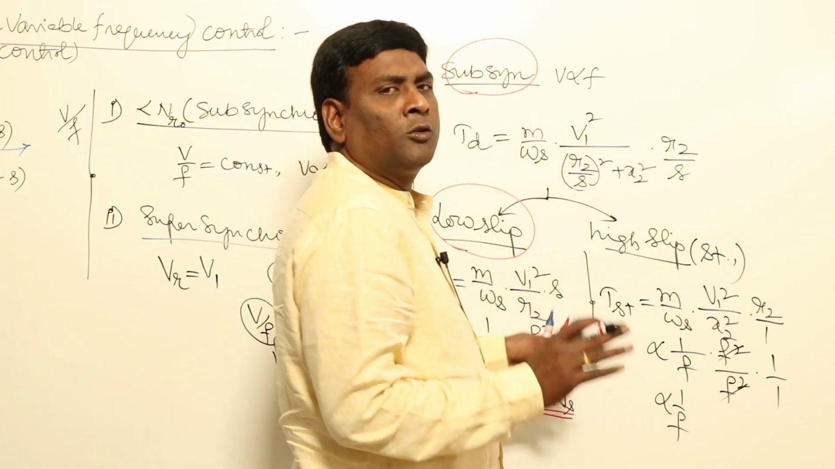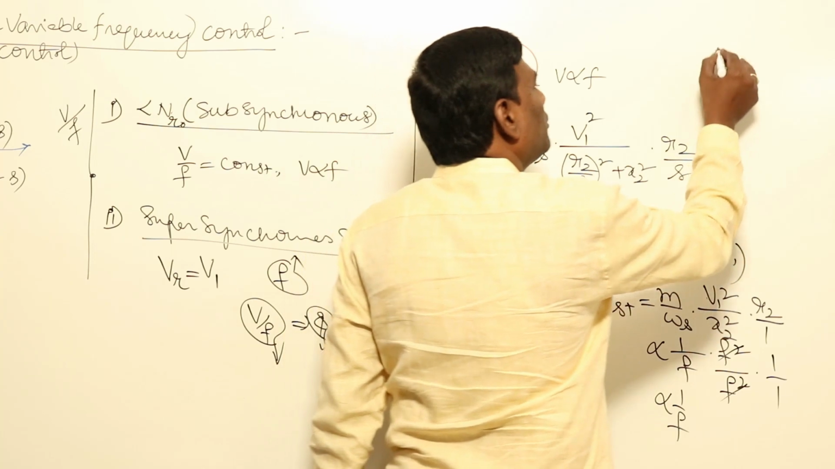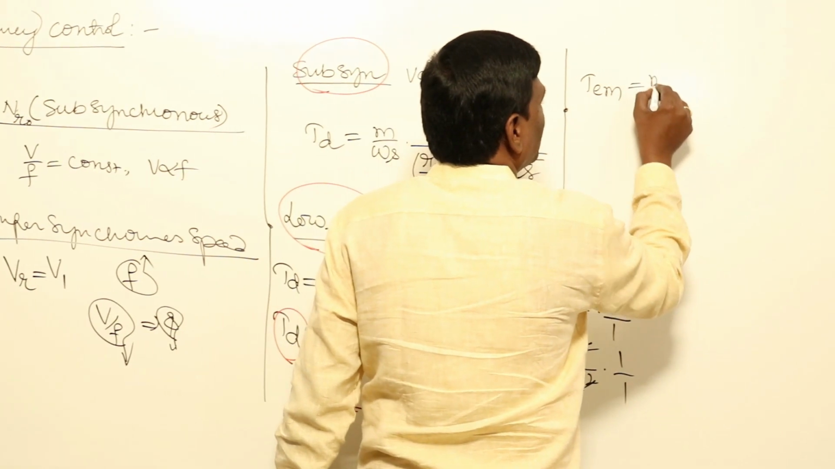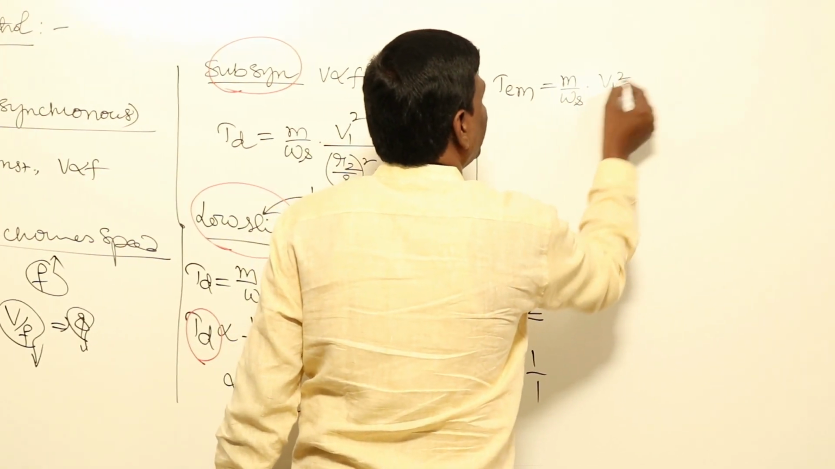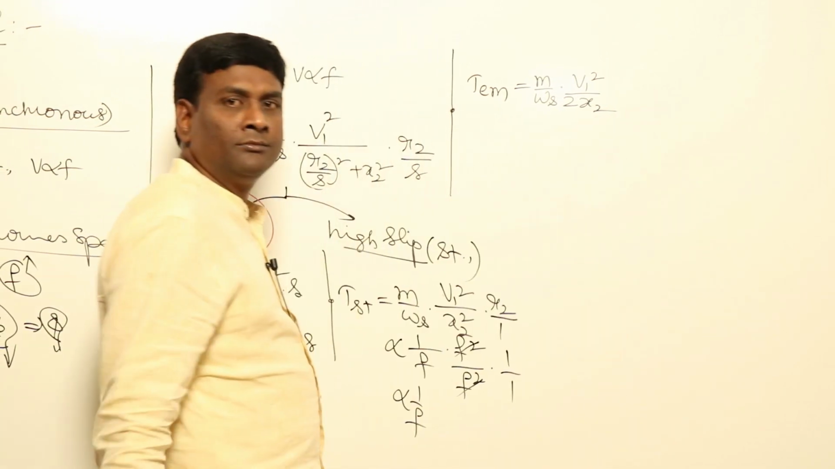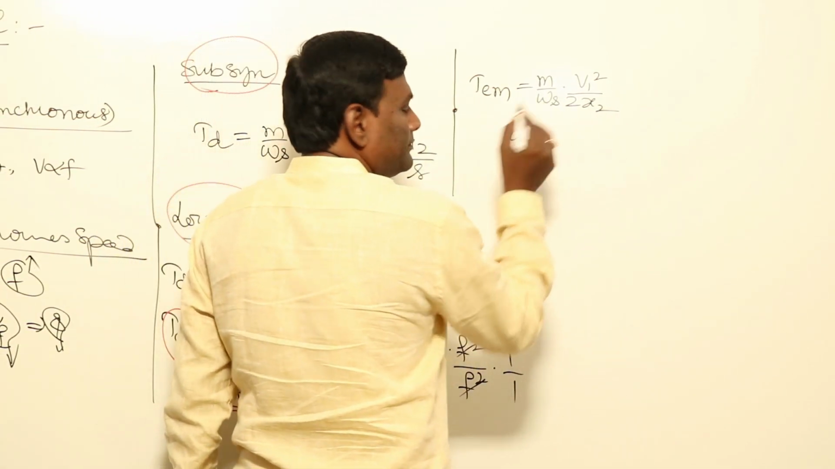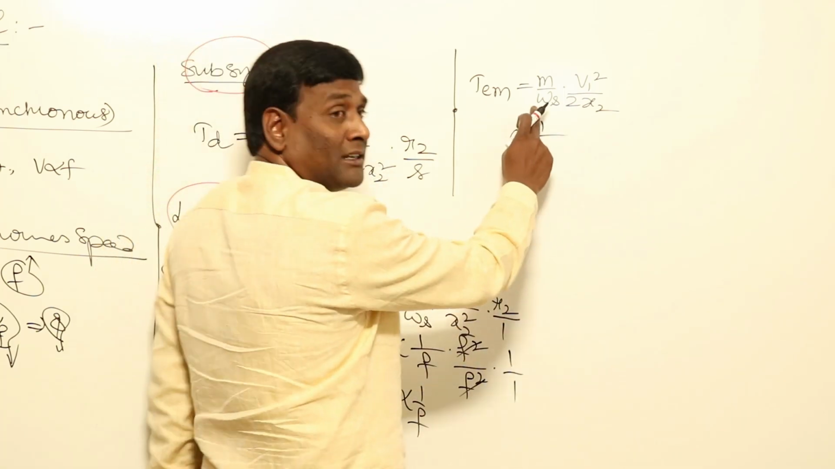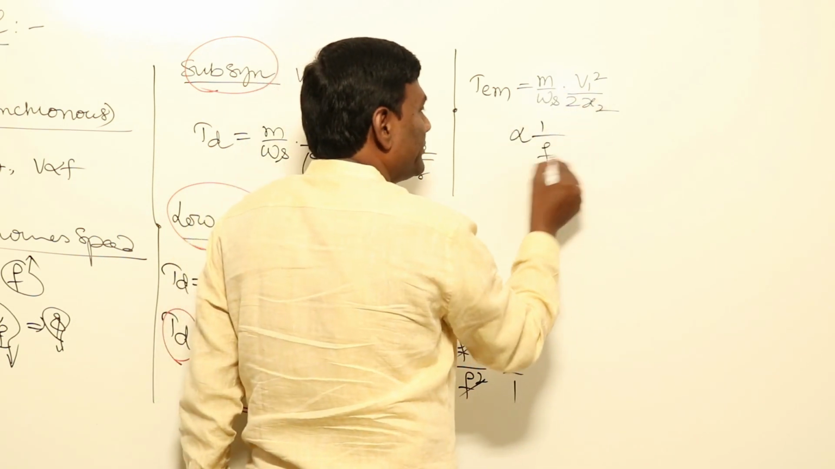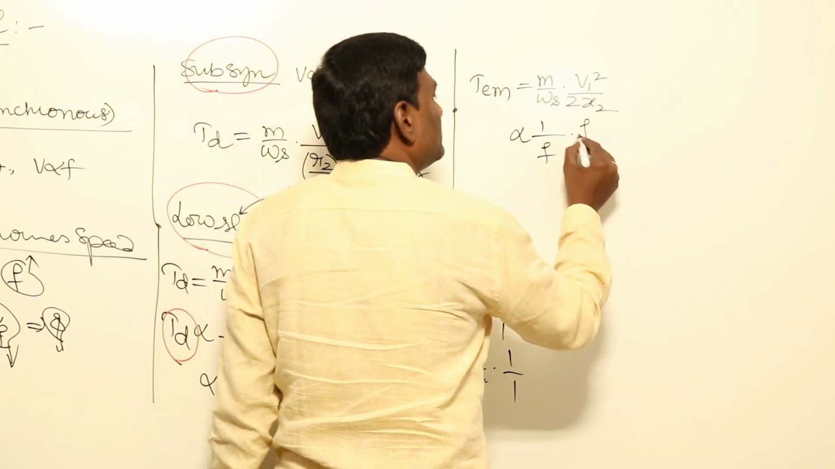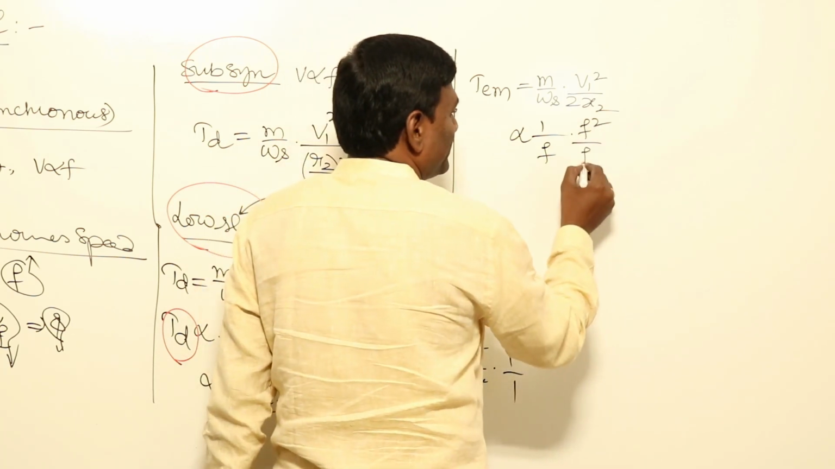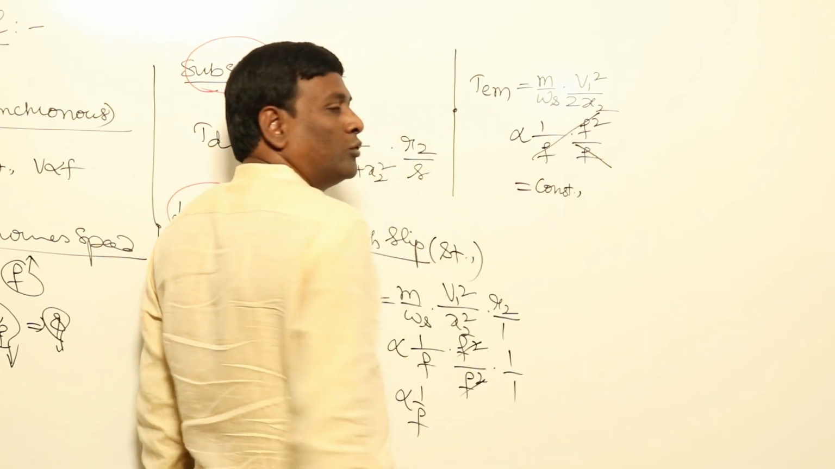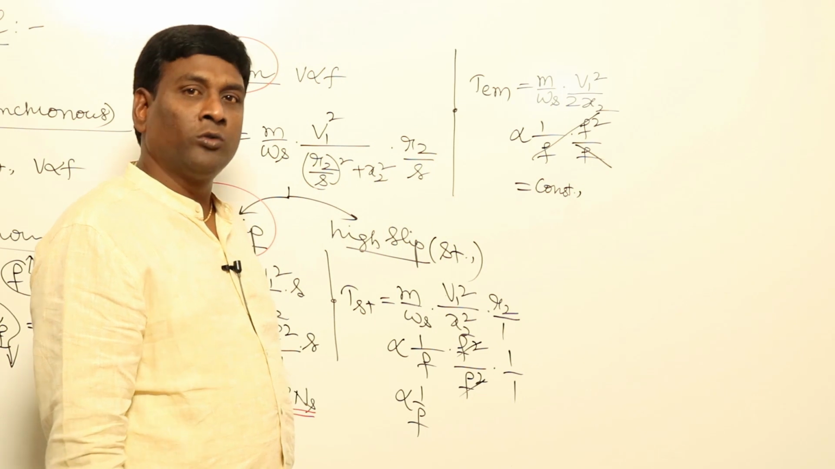Now let me draw 2 characteristics. Let us think of pull-out torque, TEM, the maximum torque. How much is maximum torque? M by omega s into V1 square by 2 X2. Now directly proportional to, are you changing the number of phases? No. Omega s, ns is 120 f by p, so it is directly proportional to frequency into voltage divided by reactance. So pull-out torque is going to be constant.